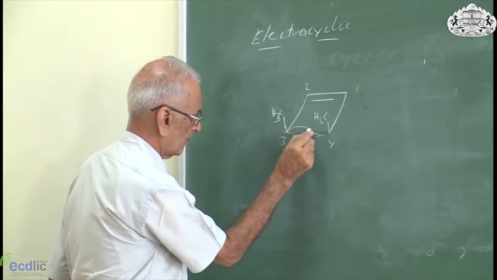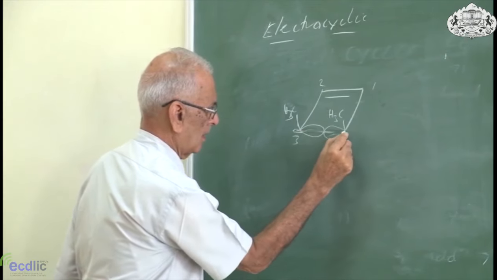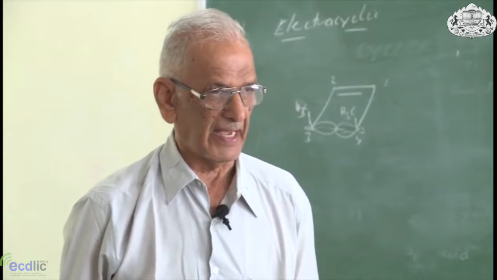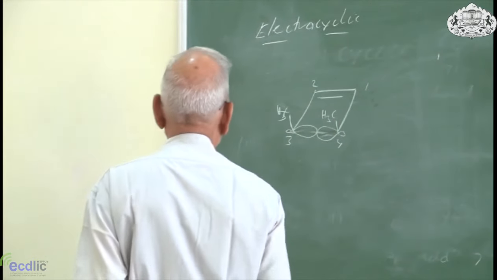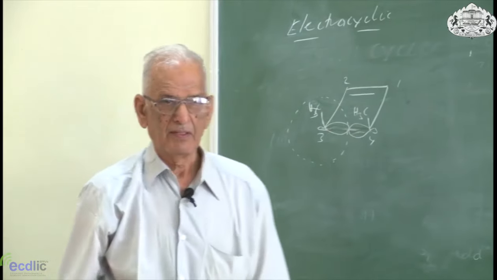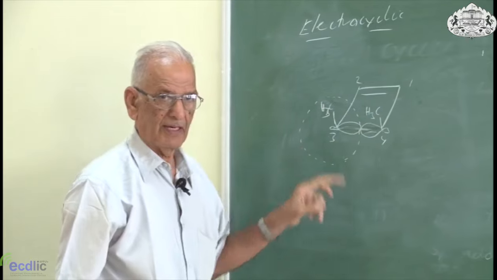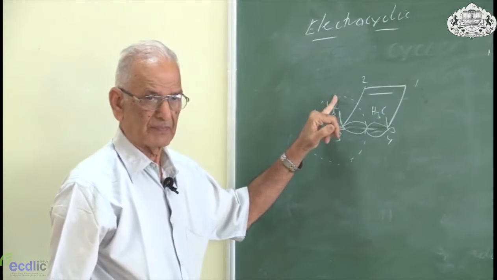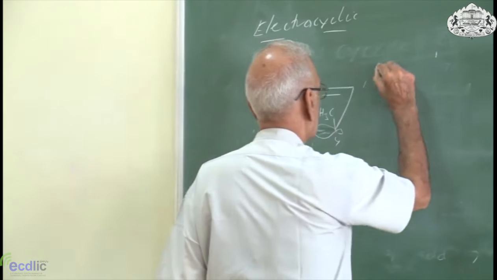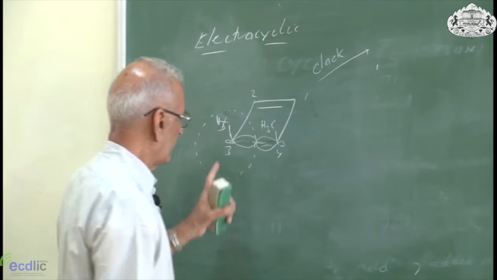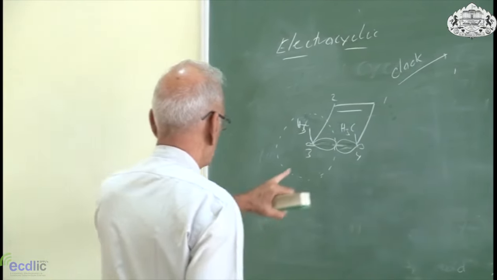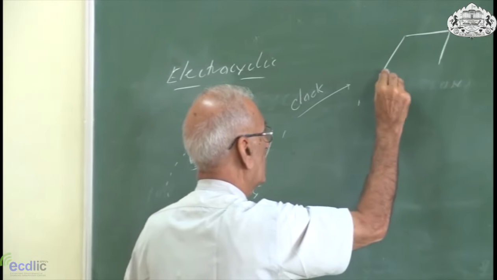What are we going to do? We are going to break this sigma bond and convert this cyclobutene into butadiene. Okay. So imagine that this is a watch. What are the positions on the watch? 12 position, 3 position, 6 position, 9 position. We are going to open this orbital in a clockwise manner. So I am going to take this orbital from 3 position to 6 position.